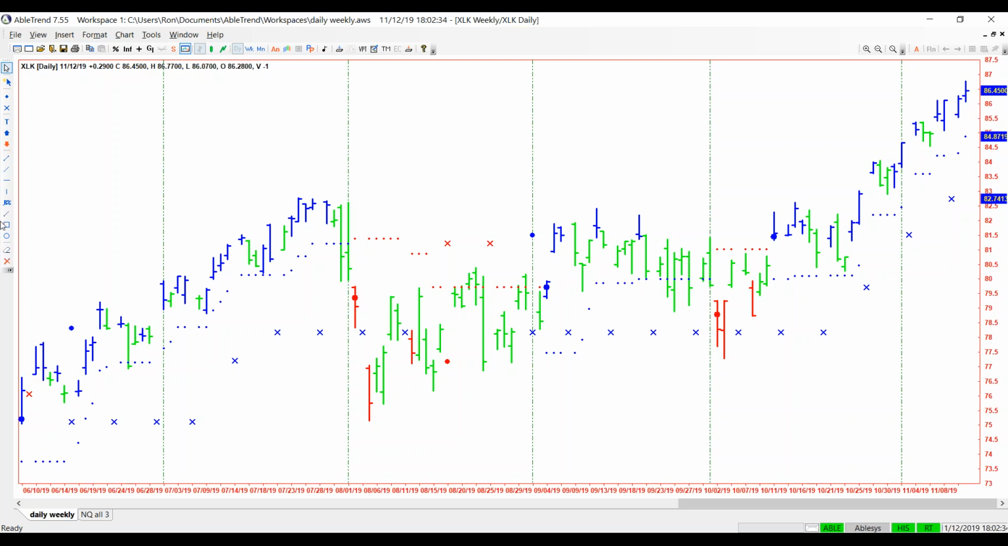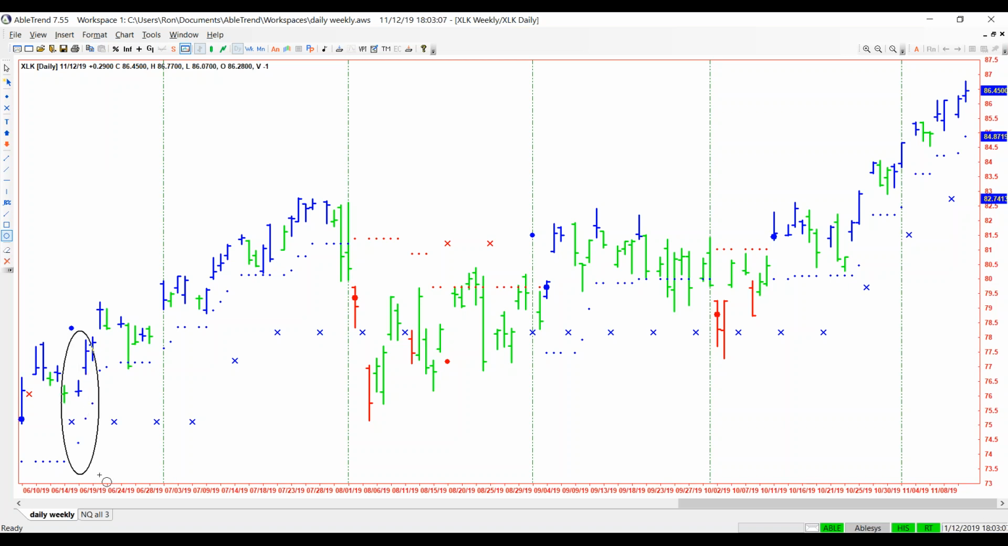So if you use this XLK chart, and it's always the same rules, by the way, we want a blue bar, a blue small dot, and a blue X. You have to have all three because that greatly reduces your risk. And it greatly stacks the odds in our favor that it's going to go in that direction. Remember, AbleTrend's combining two charts in one. This is what makes it so special. This is why everybody likes it so much and why it's been working so well for all these years.